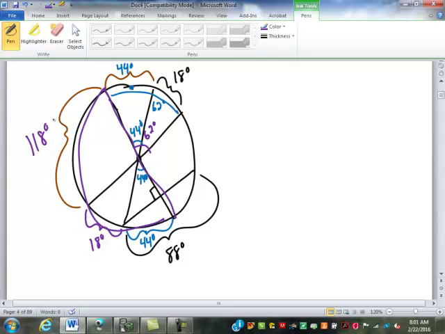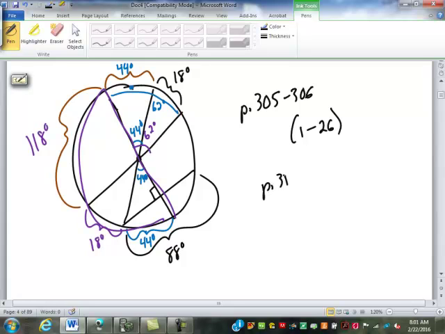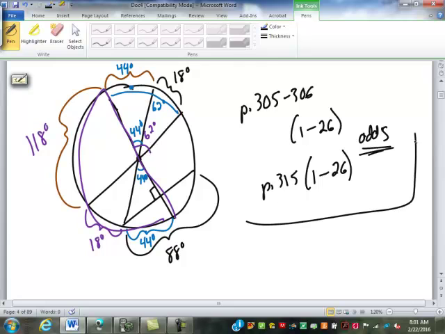Okay, so in these packets, page 305 through 306, 1 through 26, and page 315, 1 through 26, the odds. So 305 to 306, and then 315. Does this one go up to 315, or do I need a second packet? 305 only has 4 questions. It goes on to 306.